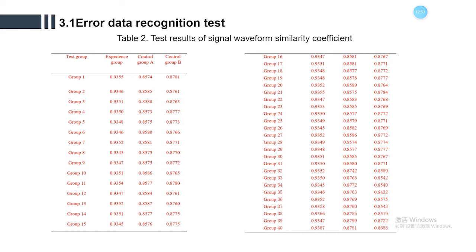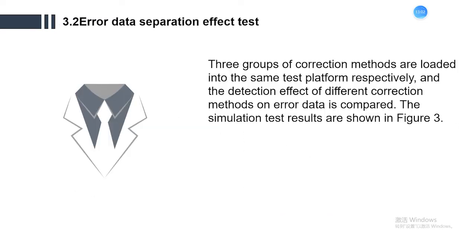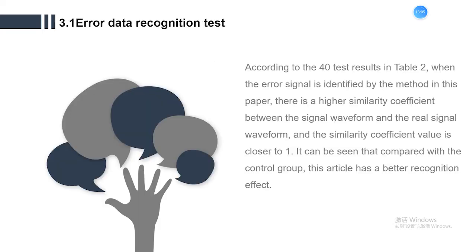According to the 40 test results in Table 2, when the error signal is identified by the method in this paper, there is a higher similarity coefficient between the signal waveform and the real signal waveform, and the similarity coefficient value is closer to 1. It can be seen that compared with the control group, the article has a better recognition effect.